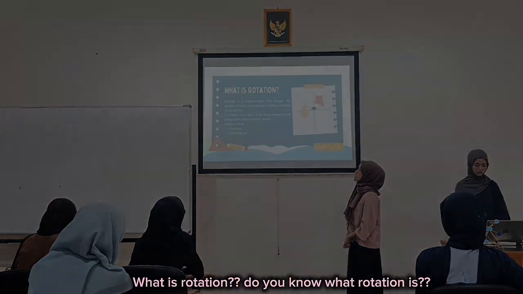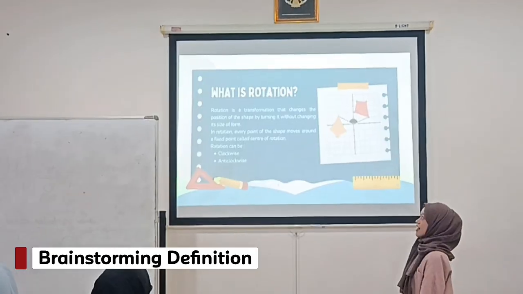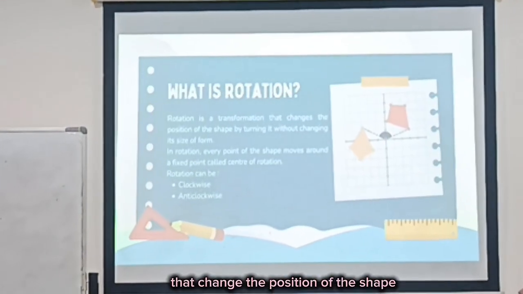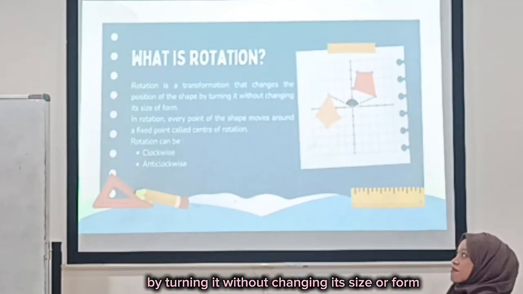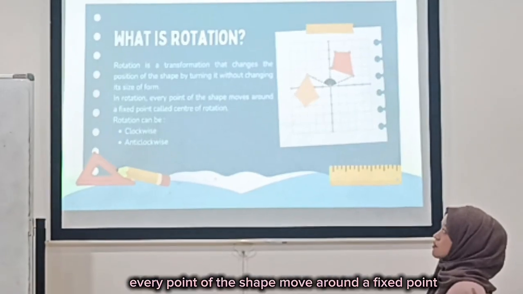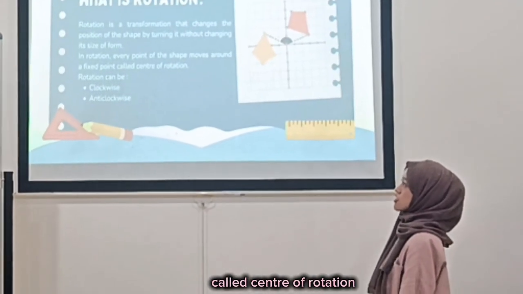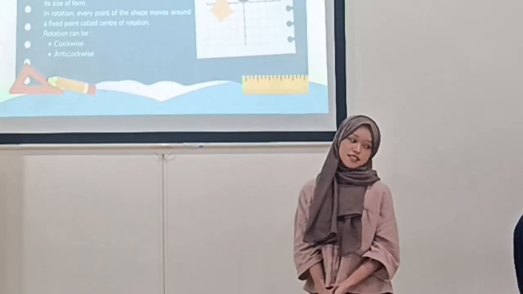What is rotation? Do you know what rotation is? No. Okay, rotation is a transformation that changes the position of a shape by turning it without changing its size or form. In rotation, every point of the shape moves around a fixed point called the center of rotation. Rotation can be clockwise and anti-clockwise.